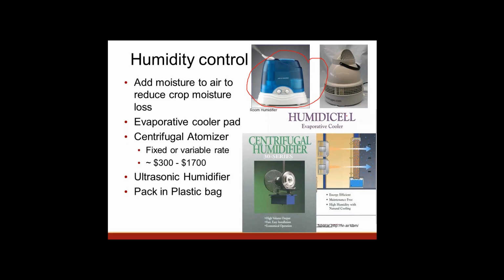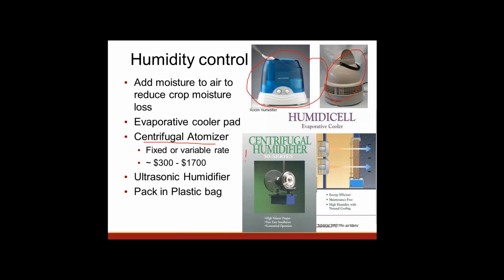The big workhorse in the industry is what we call a centrifugal atomizer. And we got two pictures of one. This is actually a centrifugal atomizer. This is a small one. This will put roughly a gallon or two of water per hour into the air. Be adequate for a small storage space, maybe 12 by 12 or smaller.